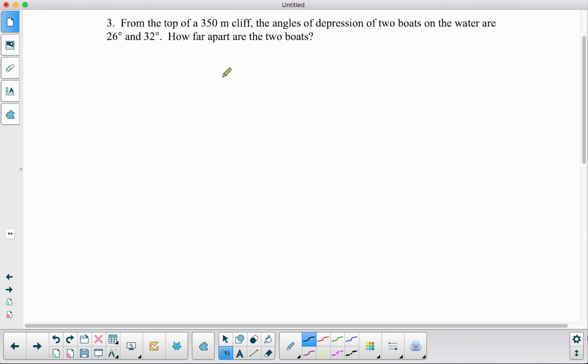I'm going to do one more example for you, just to show you that sometimes there's two triangles involved in some of these problems. So we have another cliff one. From the top of a 350-meter cliff, the angles of depression of two boats on the water are 26 degrees and 32 degrees. How far apart are the boats? So again, as always, draw your diagram.